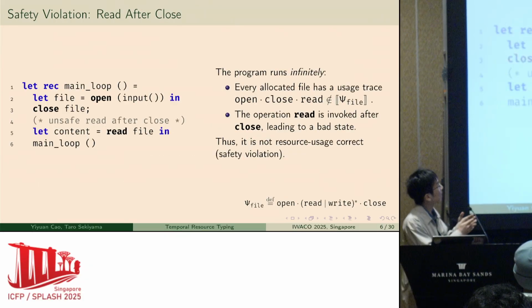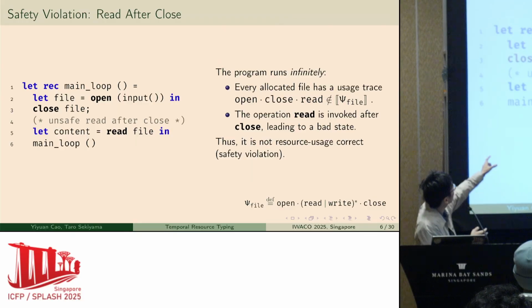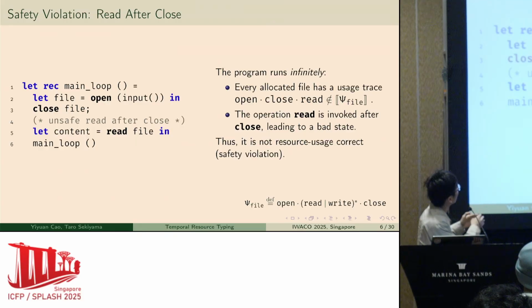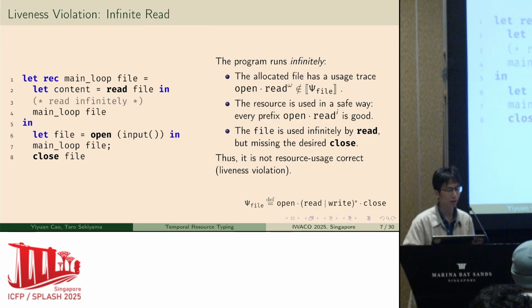After discussing these two kinds of violations, here's a simple safety violating one. It is the same example program, but with the close moved up. You open the file and then close it immediately. But then if you want to read at this point, this is a safety violation, which leads to a bad state. So this is resource usage incorrect.